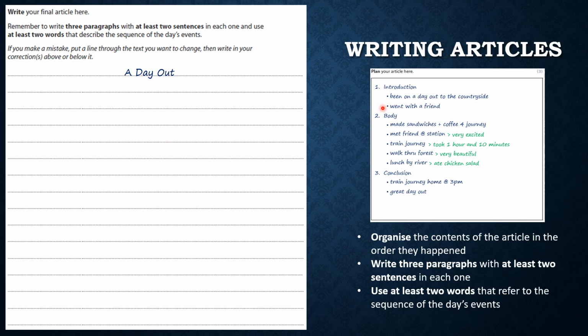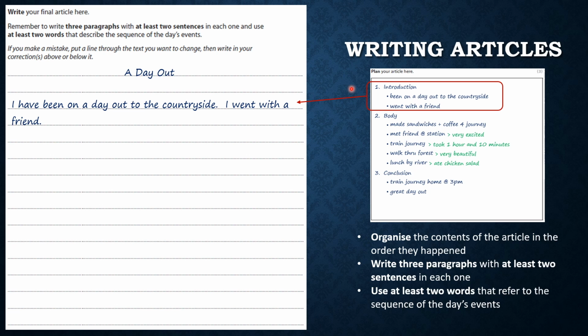We have 2 bullet points here. So what we'll do is we'll make 2 sentences with each one of those. And it will look like this. I have been on a day out to the countryside. I went with a friend.